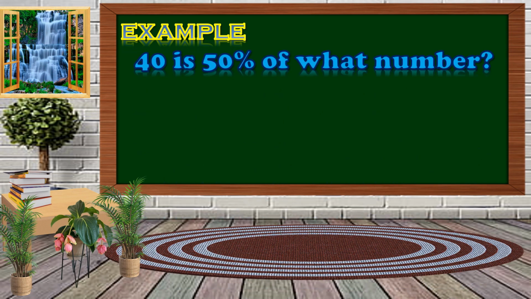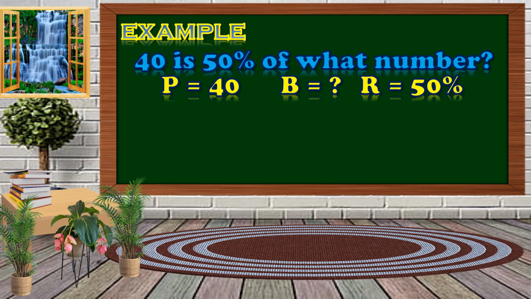For this example, 40 is 50% of what number? We're going to look for the number whose 50% is 40. So the percentage here is 40. The base, that is what we're going to look for. And for the rate, that is 50%. Again, we're going to convert this percent form into decimal form. That is 50% divided by 100%, that is 0.50, or 0.5.